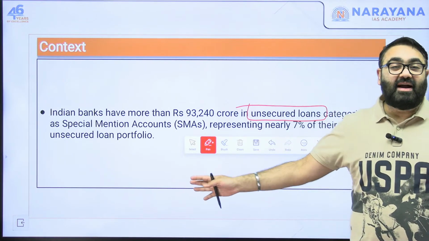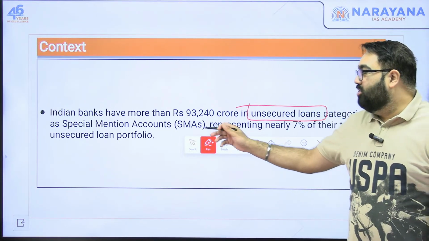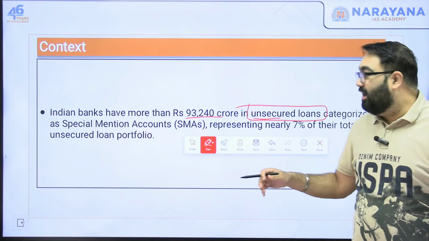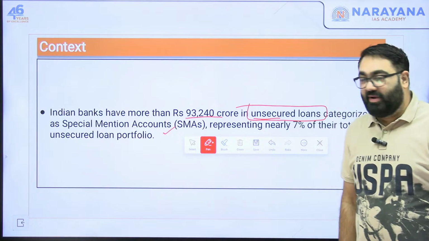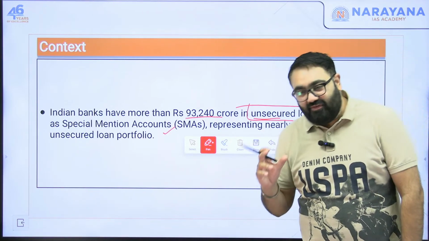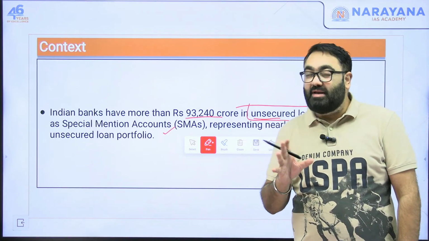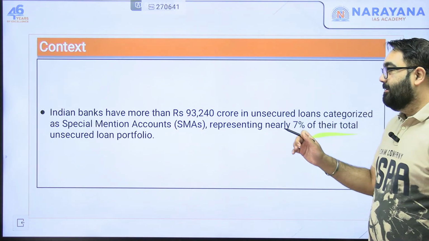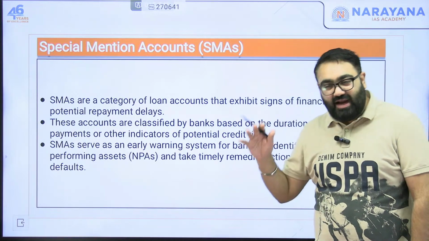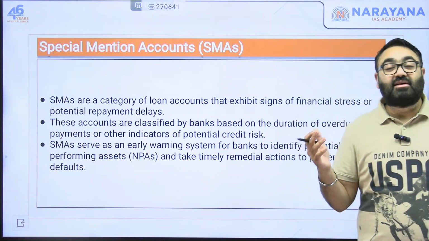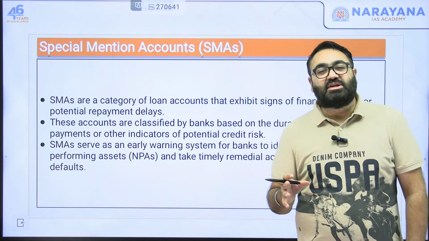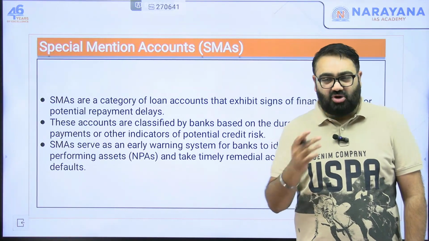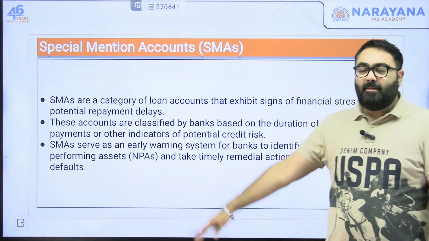So the reason why it is in the news is that over 93,000 crore in unsecured loans have now been termed as special mention accounts. Means these are accounts from where there is now suspicion that money might not come back. Again, they have not turned into NPAs. Please understand, NPAs will happen much later on, that is when the 90-day period is breached. When the interest or the principal has not come back in a 90-day period, then it becomes an NPA. Before that, it is SMA.